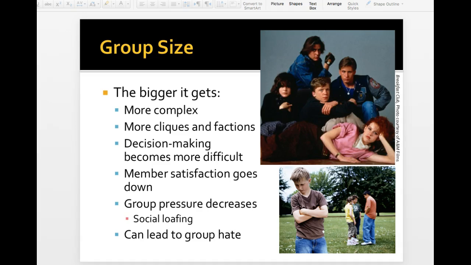Think about the group of students at Davis High School. It's big, right? It's definitely more than 15. Think about how complex it is, how many different cliques and factions are formed. If we asked the entire student body to make a decision, it would be incredibly difficult, right, to come together and make a decision.